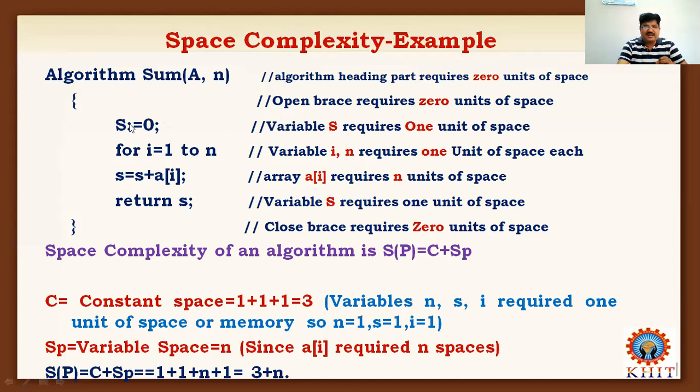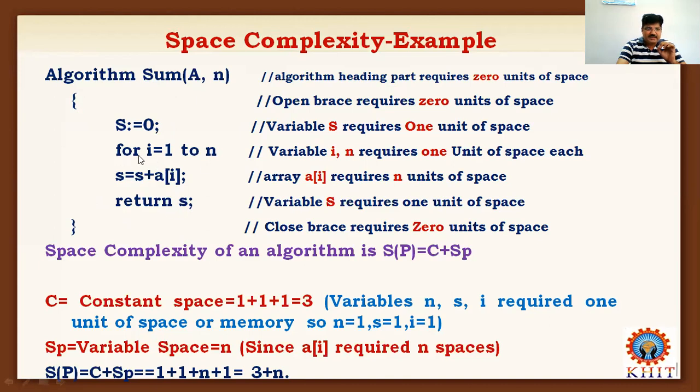So the variable S requires 1 unit of space. That means this is considered as an assignment or an expression. If you want to assign a value to a variable by using equal to, it will require 1 unit of memory for storing. Whereas if you want to return S, how many times is the variable written? The variable S is written only one time. For that also, S will require only one unit of space for storing.